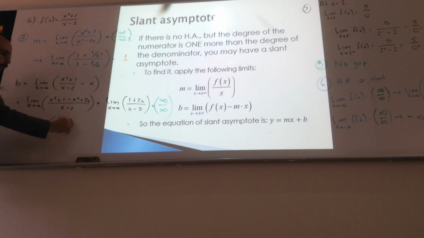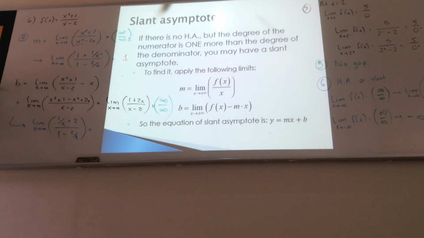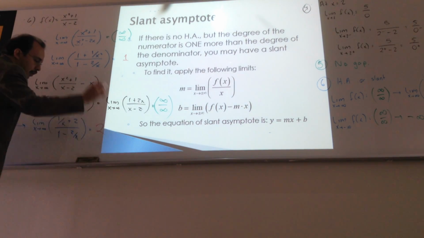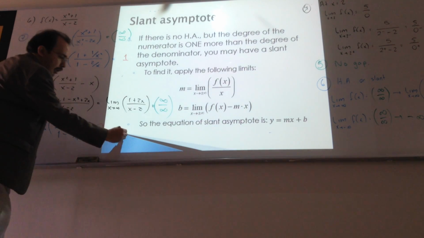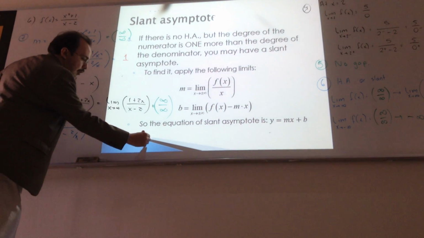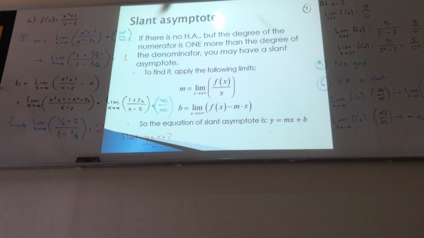One over x plus 2 over 1 minus 2 over x equals 2 over 1, which is 2. So the slant is y equal to x plus 2. Yeah?